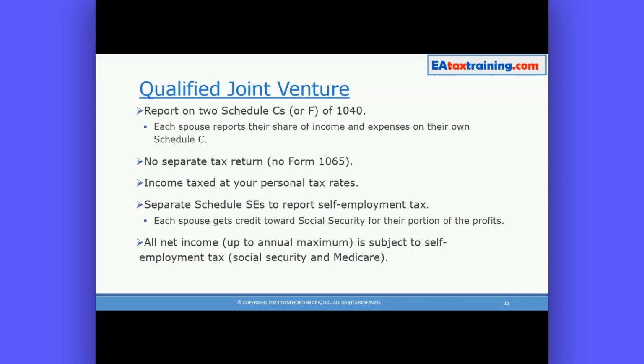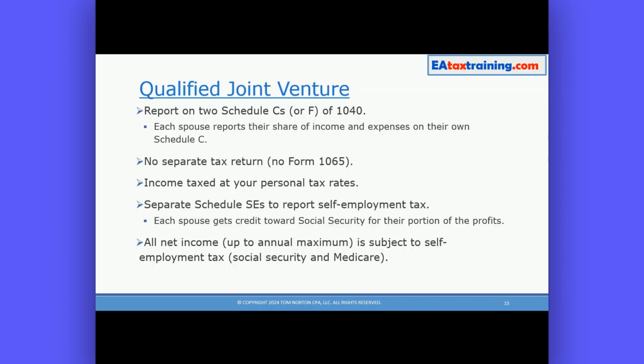Even though they are filing jointly, they will file two Schedule Cs for this business, one for one spouse and one for the other spouse. The good news is, though, there's no separate tax return, so they don't have to file a Form 1065 like they normally would if they were two unmarried people who were in business. The income is taxed at the personal income tax rates, of course. There's no separate income tax rates for this.